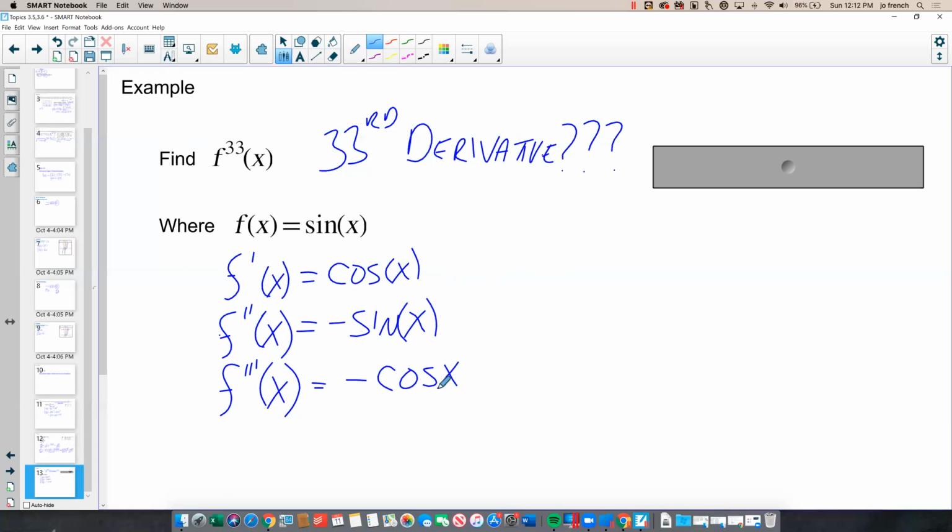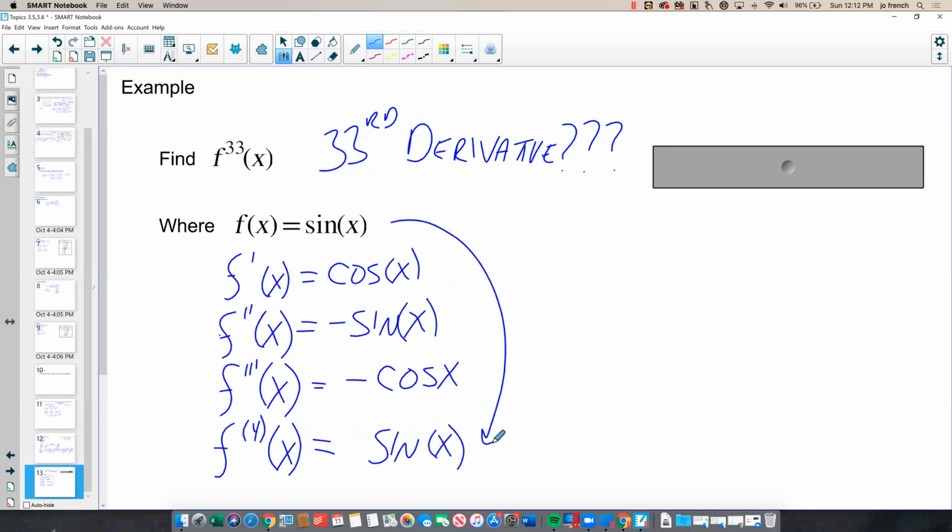Now, what's my fourth derivative? Well, the fourth derivative would be the derivative of cosine of x, which is negative sine x, times the negative 1. Well, that puts me at sine x again. But that's what I started with. What's going to happen as I continue to take derivatives? Well, I'm going to repeat this cycle where I come back to sine x after every 4 derivatives.